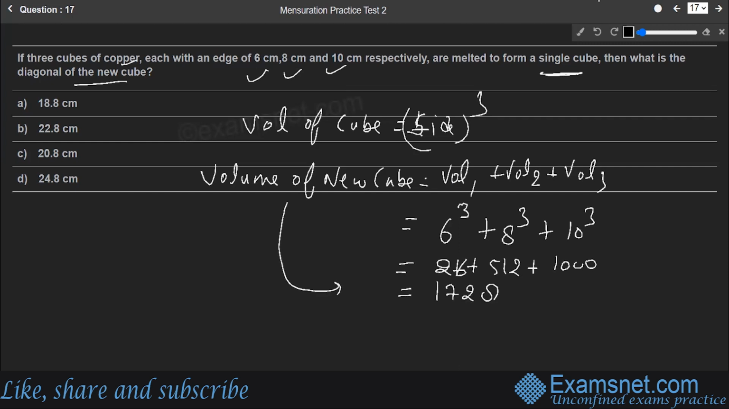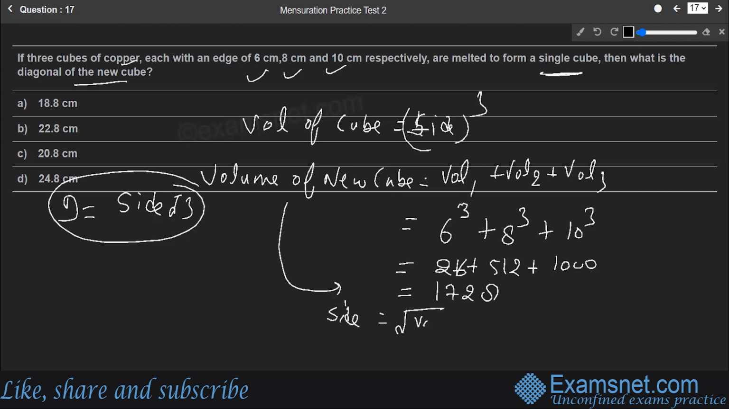So we are supposed to find what is the diagonal of the new cube. Diagonal of a cube is always given by side root 3, or the edge root 3. So for finding out the diagonal of the new cube, we are supposed to know the side of the new cube. Side can be given as cube root of the volume. Side is always calculated for the cube as cube root of the volume. So we are supposed to find out the cube root of 1728, which is the perfect cube of 12 centimeter. So the side of the cube becomes 12 centimeter.